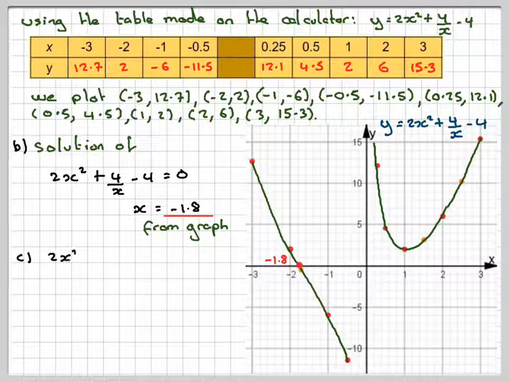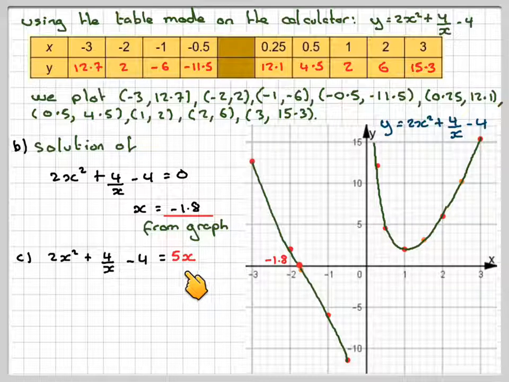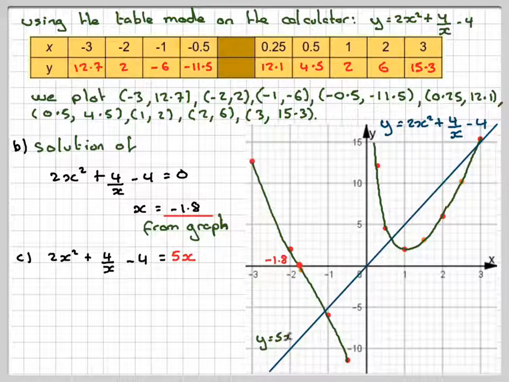And then we had to solve 2x squared plus 4 over x minus 4 is equal to 5x. So we need to draw on our graph y is equal to 5x. Now y is equal to 5x is going to go through the origin, and for every whole one I go along, I go 5 up, because the gradient of 5x is 5. So that will be this straight line here. So draw it on and label it.